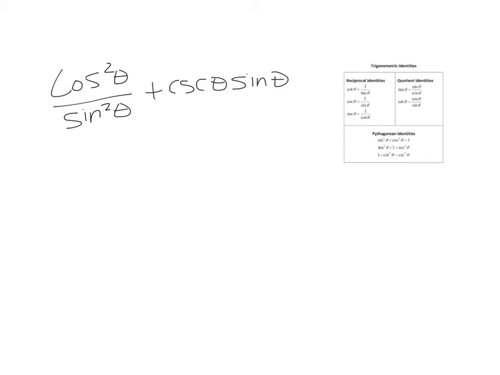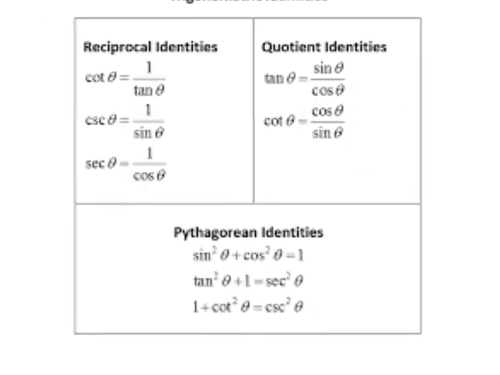In the following example, we are going to use some of the fundamental trigonometric identities to simplify the expression. So, what I'm looking at here is I have cosine squared over sine squared plus cosecant theta times sine theta. Alright, so let's take a look first at this one. Cosine squared, sine squared. Let me zoom in over here.